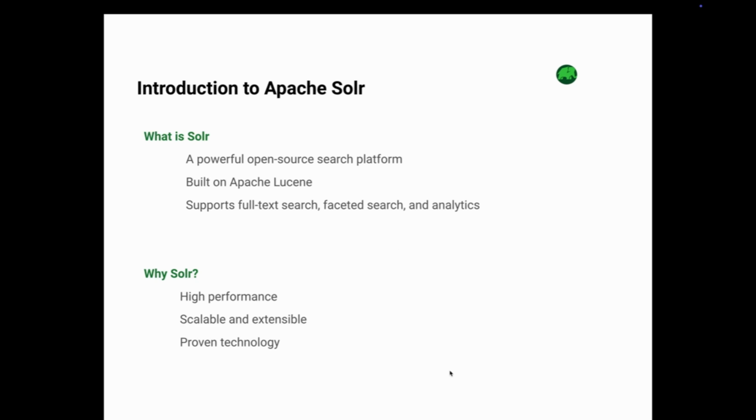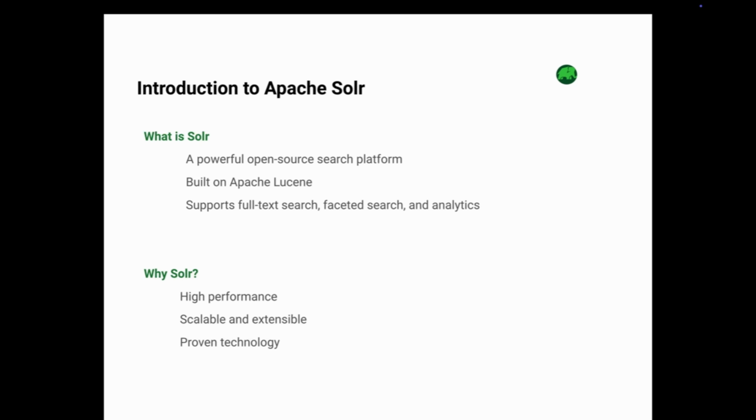So, what exactly is Apache Solr? Here's the breakdown. Solr is a powerful open source search platform designed to make complex search tasks simple. It is built on Apache Lucene, a robust library for full-text search. Solr is not just about finding keywords, it supports features like full-text search, faceted search, and even analytics. From powering search on e-commerce platforms to driving analytics on large data sets, Solr is incredibly versatile.